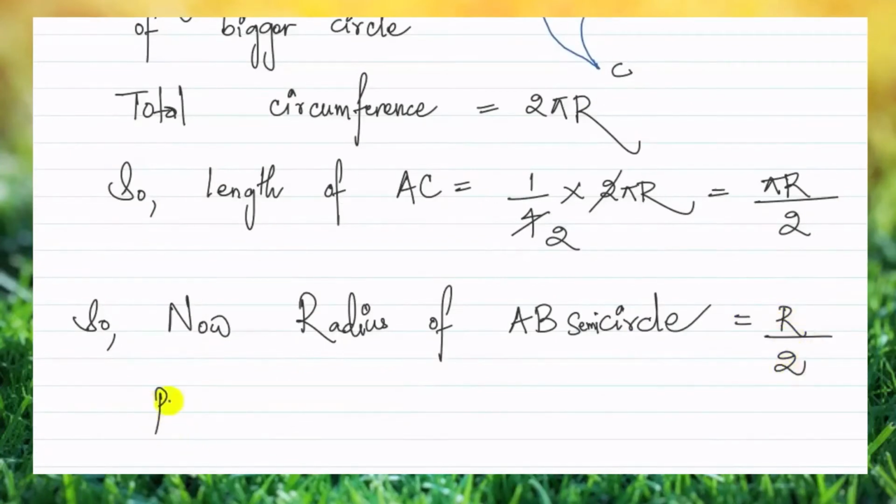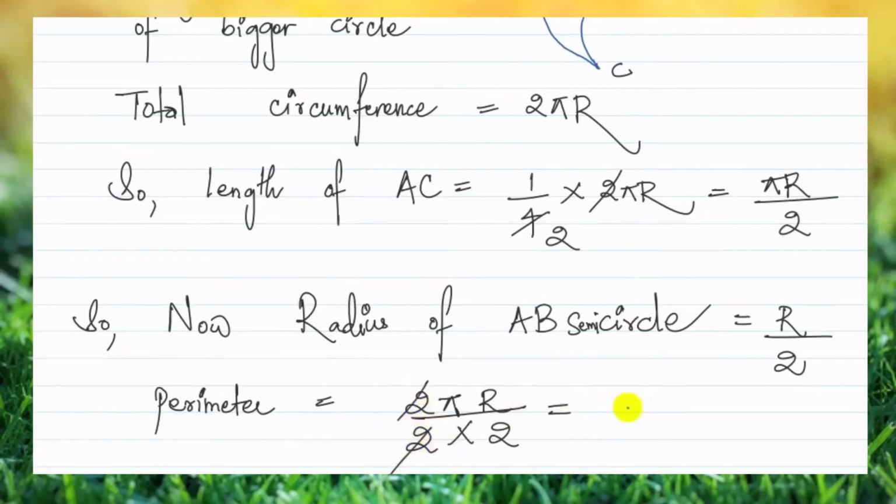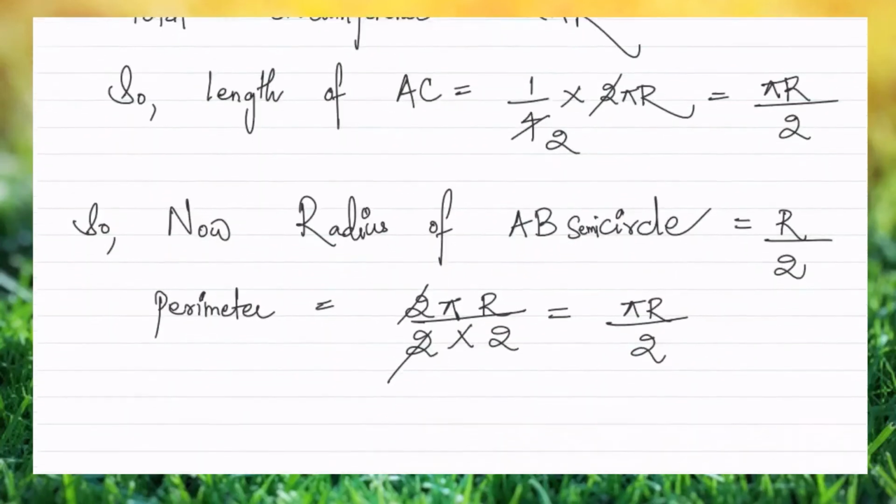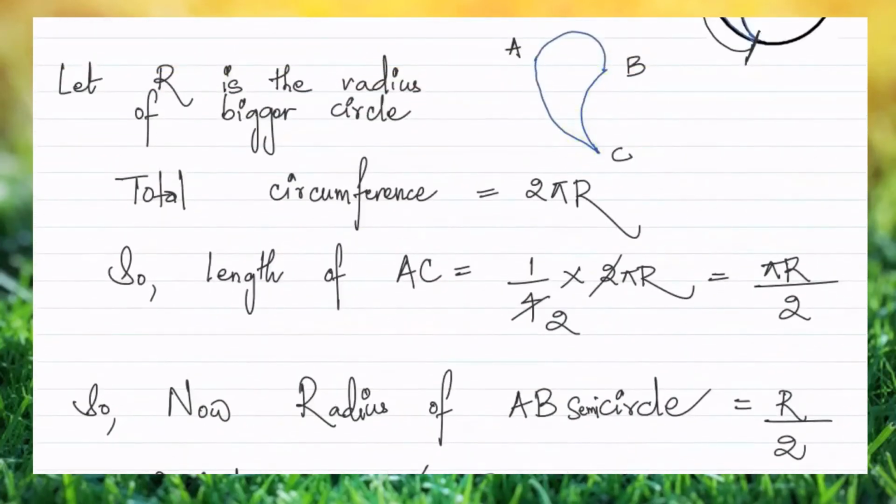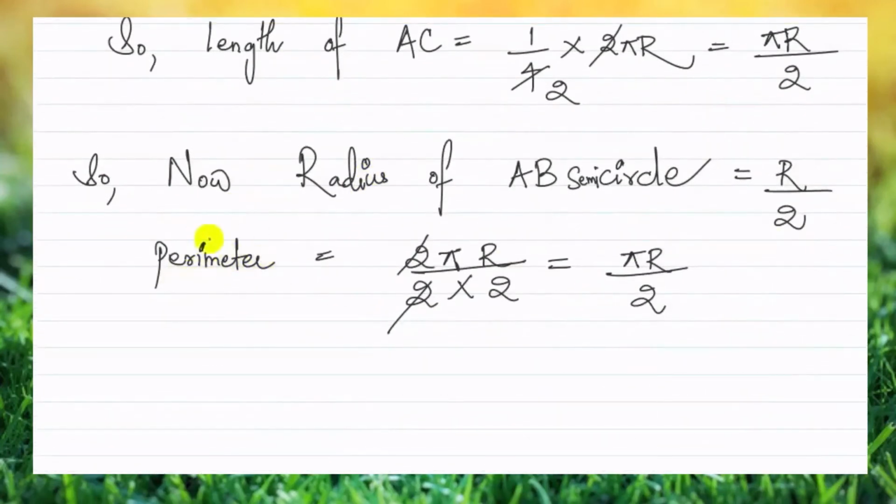Now what is the perimeter? The perimeter will be 2 pi r, where my r is R by 2, and since it is a semicircle, I divide by 2 again. So the perimeter of one part, AB, is pi R by 2. The length of BC is also the same, pi R by 2.